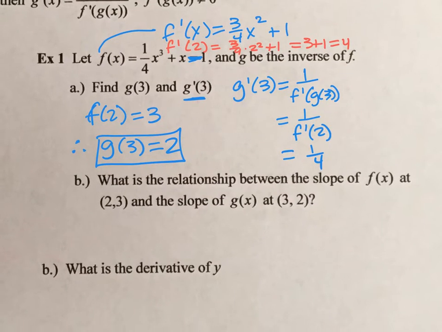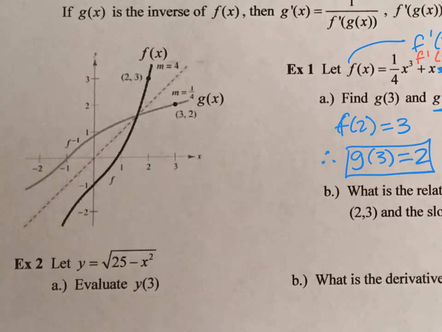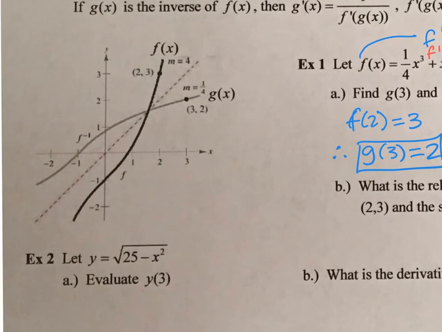The next question says, what is the relationship between the slope of f of x at (2, 3) and the slope of g of x at (3, 2)? So let's go over here and take a look at the graph. Notice that the slope of f of x at (2, 3), that slope is equal to 4. So I'm just going to try and sketch that tangent line. And I think it's reasonable that it could look like a slope of 4. But if we look at the corresponding point on g of x, that slope, we just did the work, that slope is equal to 1/4.